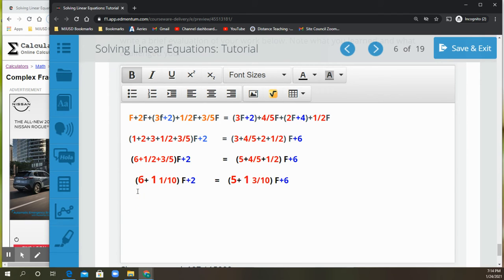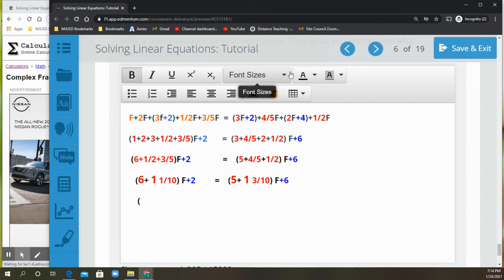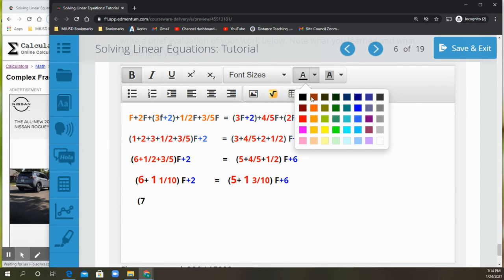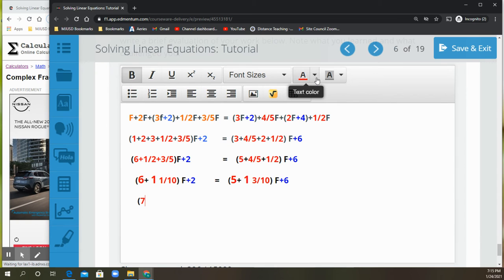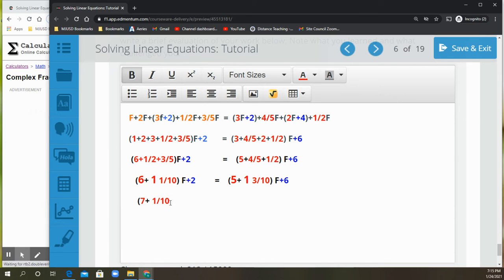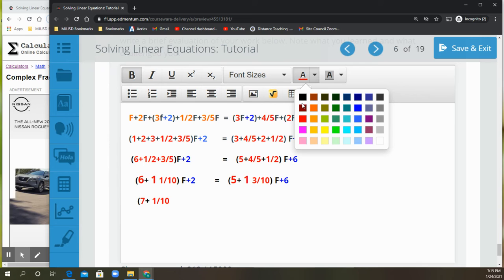We would take that and look at 6 plus 1 is 7, right? And I'm keeping it color-coded here. Well, I'm trying to keep it color-coded. Plus 1 1/10.